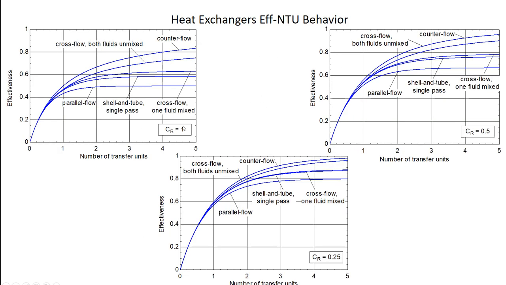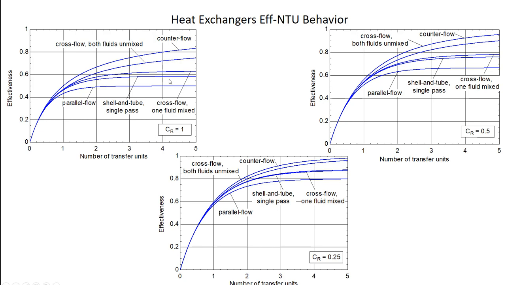So if we look at a capacitance ratio equal to 1, and then the number of transfer units on the x-axis and plot effectiveness, here's our parallel flow heat exchanger. It's this bottom line. It limits to 0.5. You can't get any better than 0.5. Here's our counterflow heat exchanger. It's this top line, right? It's going to eventually approach 1, but it's going to take a long time. Here's every other configuration, right? Crossflow, shell and tube. This is a different crossflow where only one fluid is mixed, but you can see they all come in somewhere between counterflow and parallel flow.